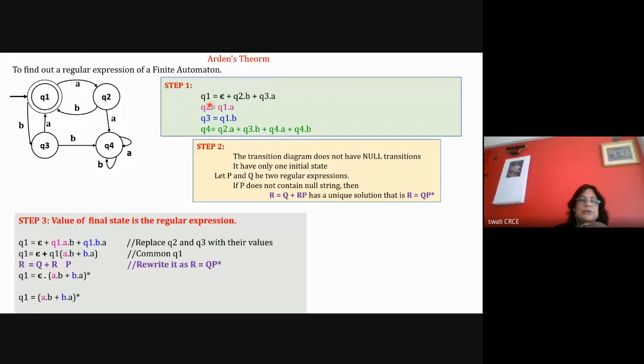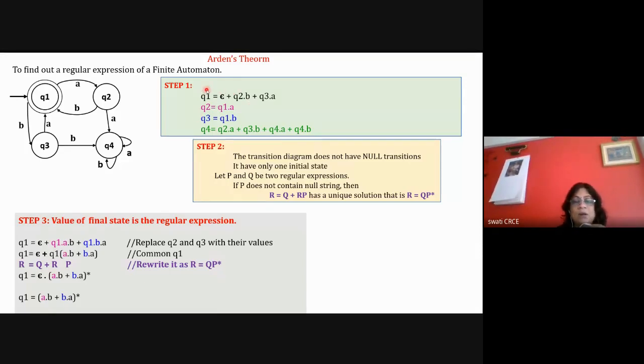In step 1, you need to write down all the equations. For the initial state, you will always have this epsilon to write down something for the incoming transition. This incoming transition is nothing but epsilon. So you assume epsilon and write it down. So this is step 1, which is simple.